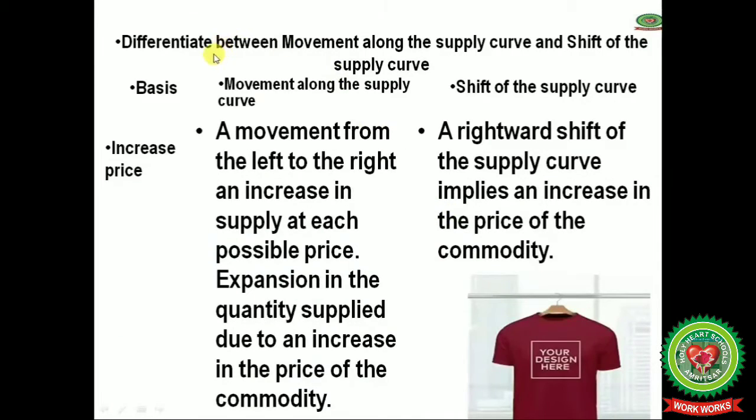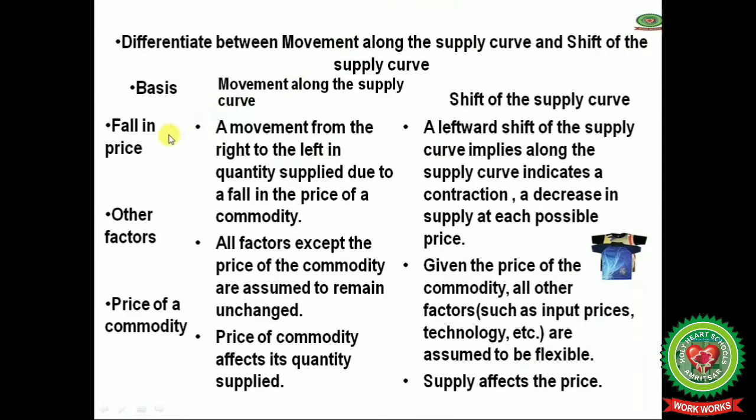Next one is increase in price. A movement from the left to the right and an increase in the supply at each possible price. Expansion in the quantity supplied due to an increase in the price of the commodity. Now under the shift of the supply curve, a rightward shift of the supply curve implies an increase in the supply of the commodity. Here means price will remain the same but the supply of the commodity will shift. Now next one is fall in the price.